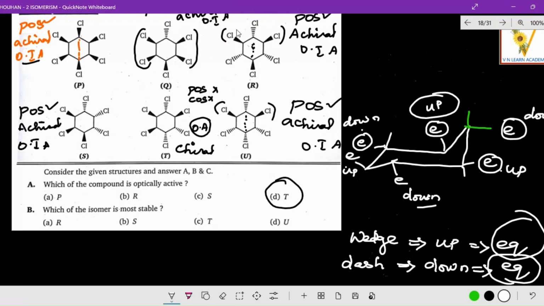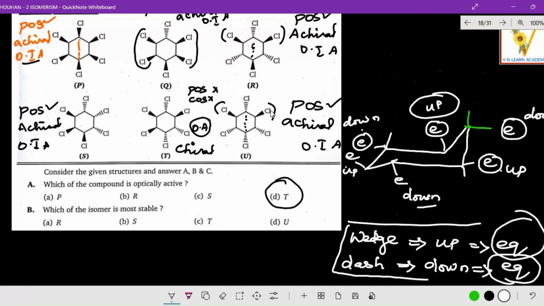Now, whichever is alternating, as I mentioned, wedge dash wedge dash wedge dash, in that way the equatorial position is 100% most stable. So please remember this rule: wedge upwards is equatorial, dash downwards is equatorial. As we observe in this chair conformation, upwards, downwards equatorial, upwards, downwards equatorial, upwards, downwards equatorial.